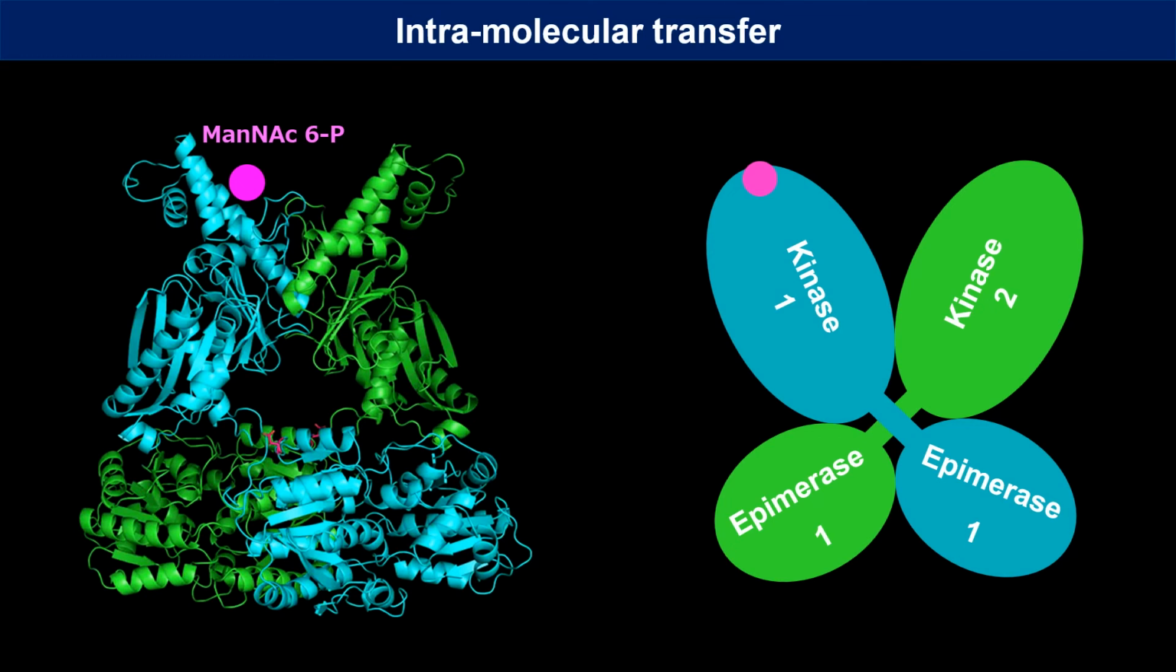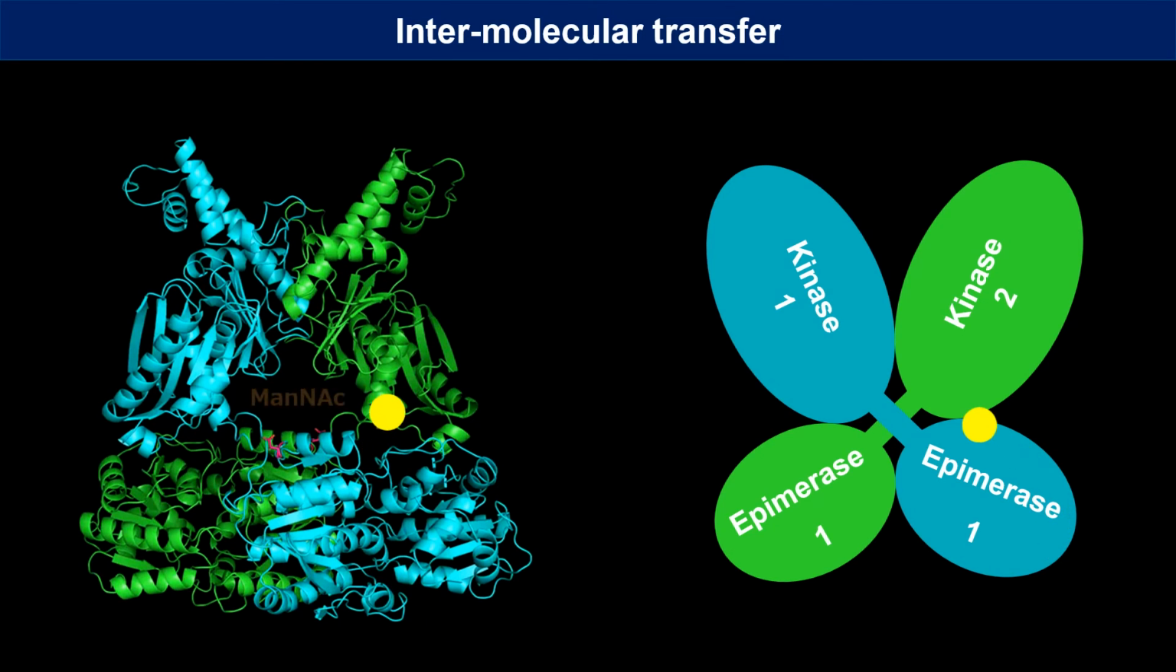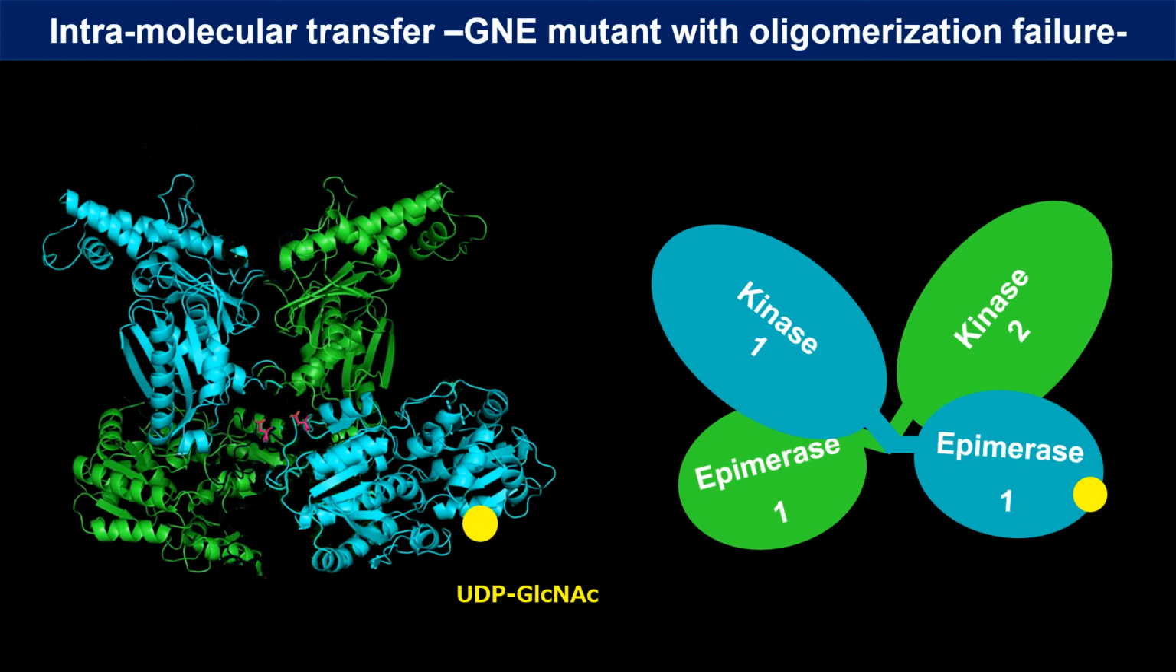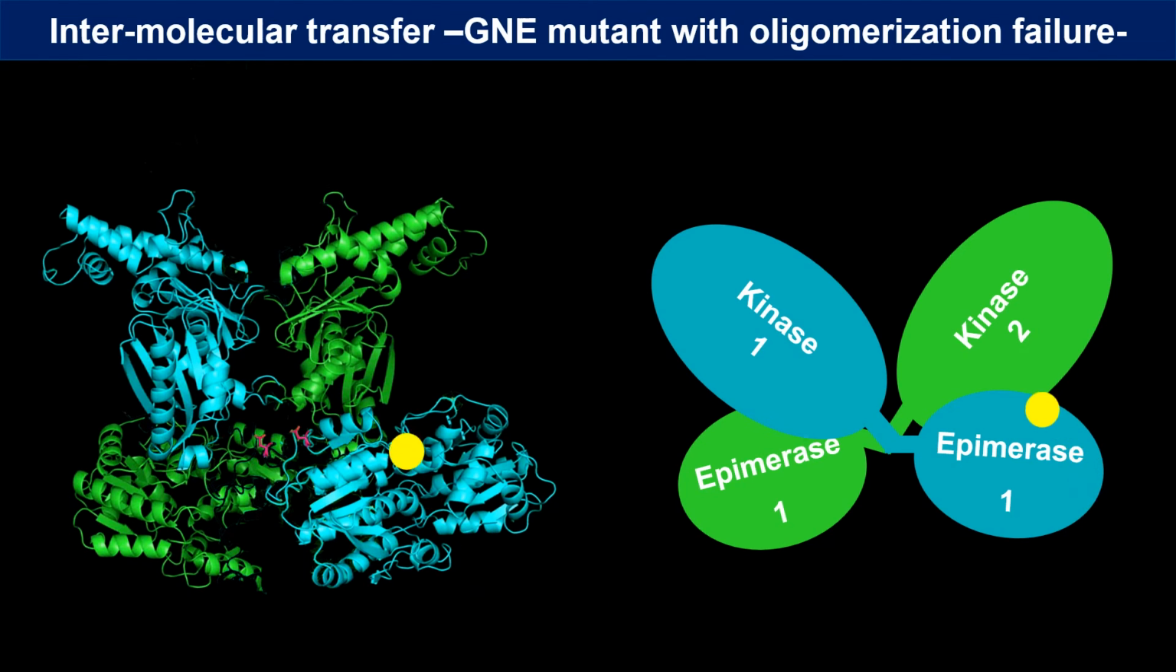And also there is another pathway. After production of ManNAc, ManNAc would be passed to the ManNAc kinase of the other subunit and become ManNAc-6P. But if there is an oligomerization failure like this figure, ManNAc will be produced in the epimerase domain but could not be passed to the kinase domain of the same subunit or to the other subunit.